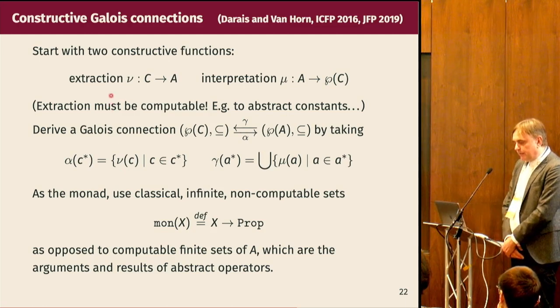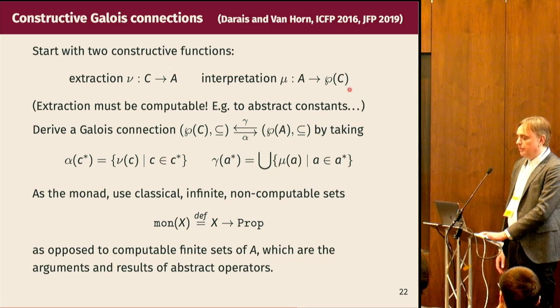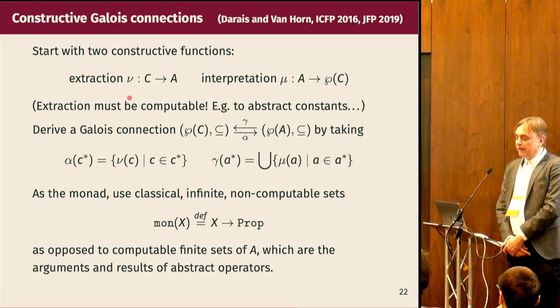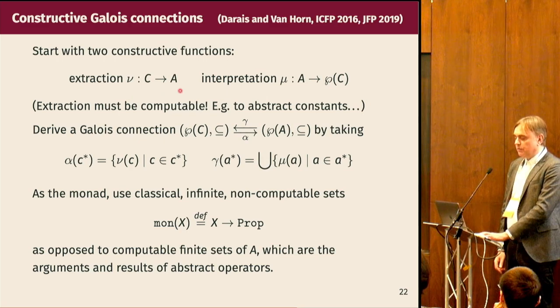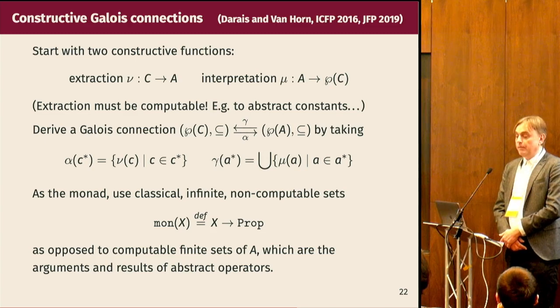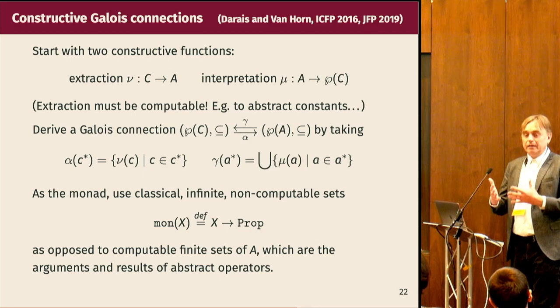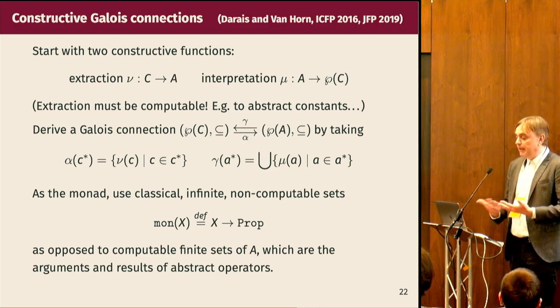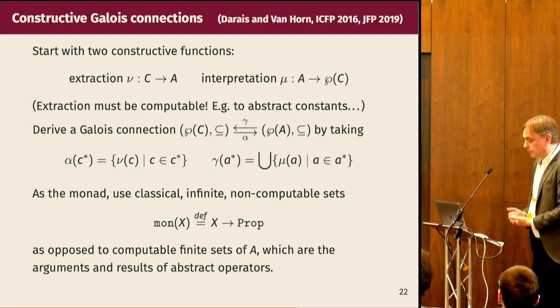So the idea is to start with two functions that are constructive. So there's interpretation, which takes an A, an abstract value, and returns a set of concrete values, as usual. And then there's extraction, which applies to a single concrete value, not a set of concrete values, and should produce an abstraction. A key observation is that this extraction must be computable. For instance, if you are analyzing expressions and you have constants, you need to have something like nu to find the abstract value corresponding to each constant.